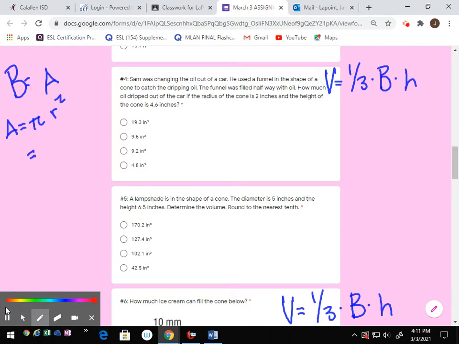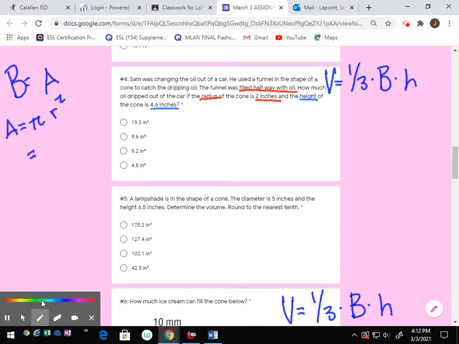All right, question 4 says, Sam was changing the oil out of his car. He used a funnel in the shape of a cone to catch the dripping oil. The funnel, this is important, was filled halfway up with oil, okay? The funnel was filled halfway with oil. How much oil dripped out of the car if the radius of the cone was 2 inches, and the height of the cone was 4.6 inches, all right?